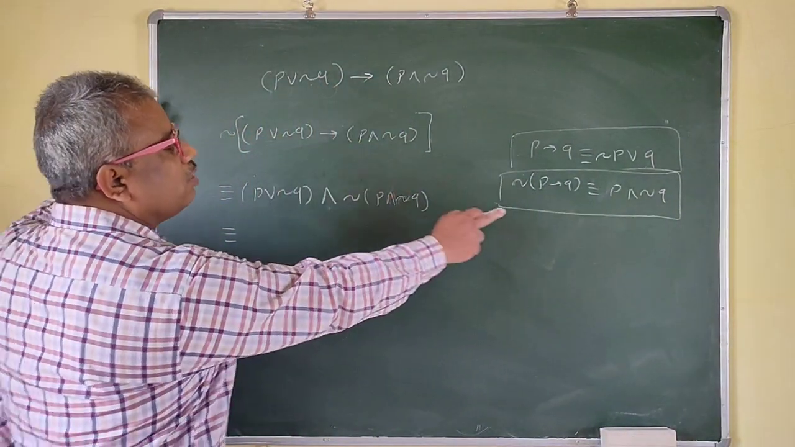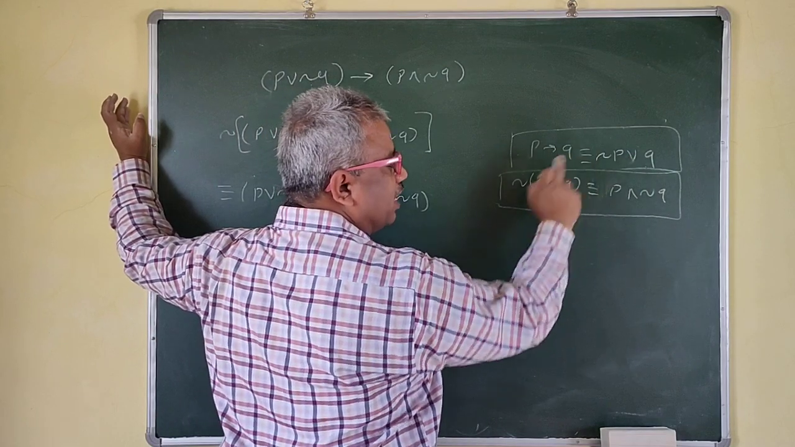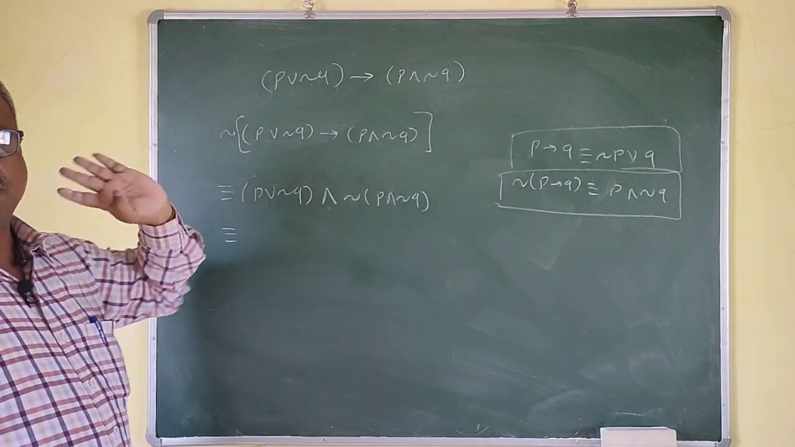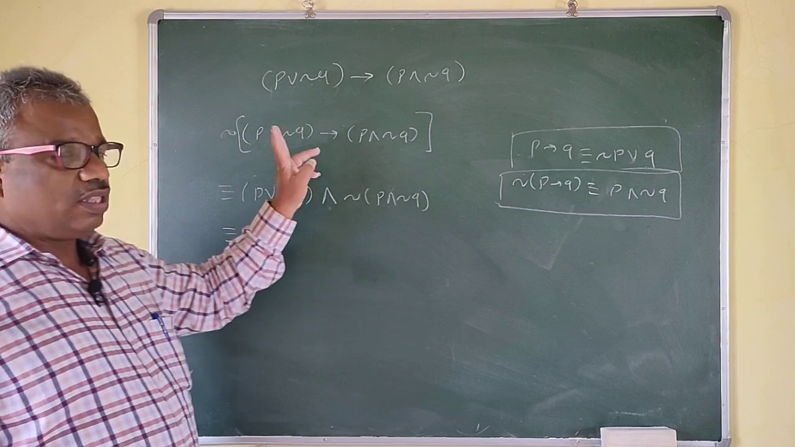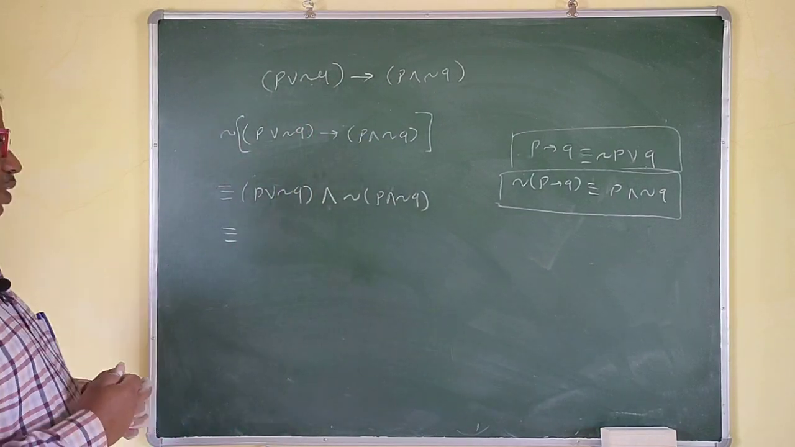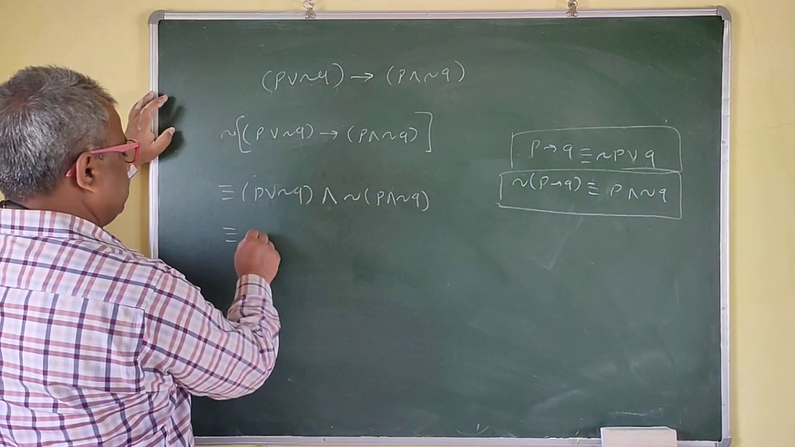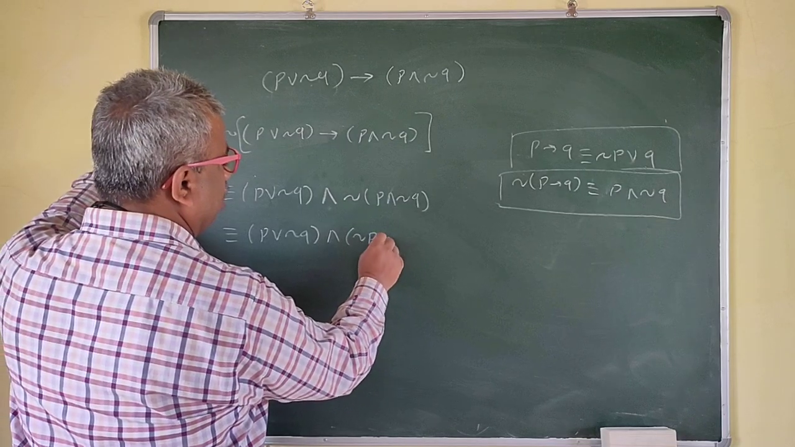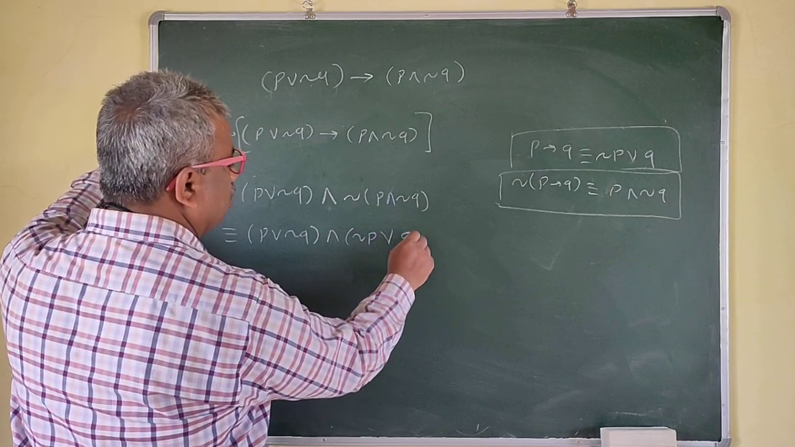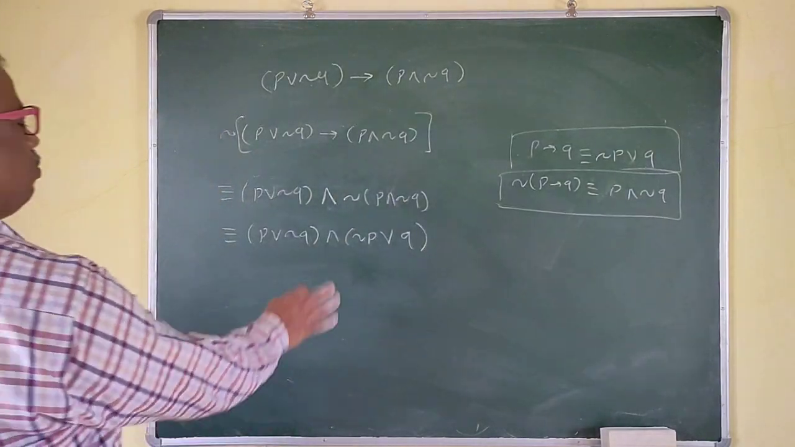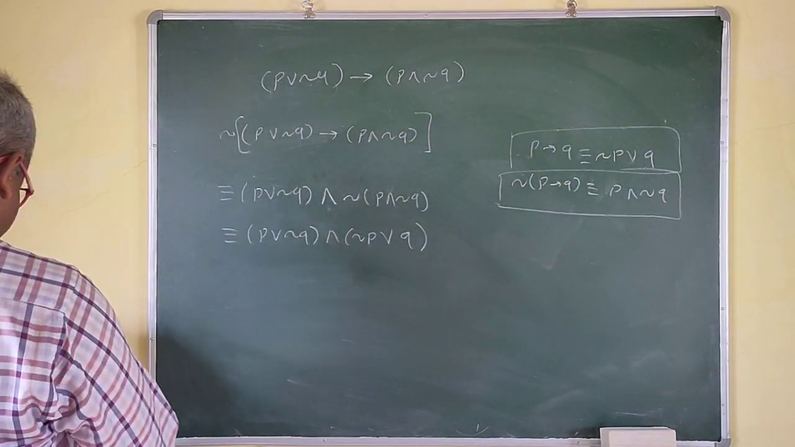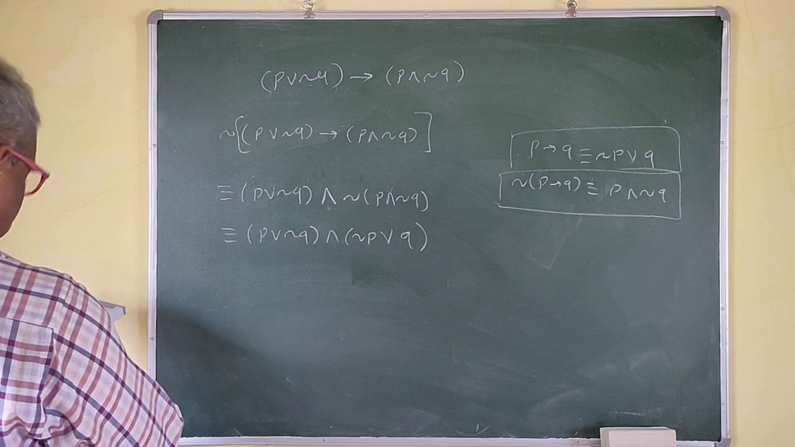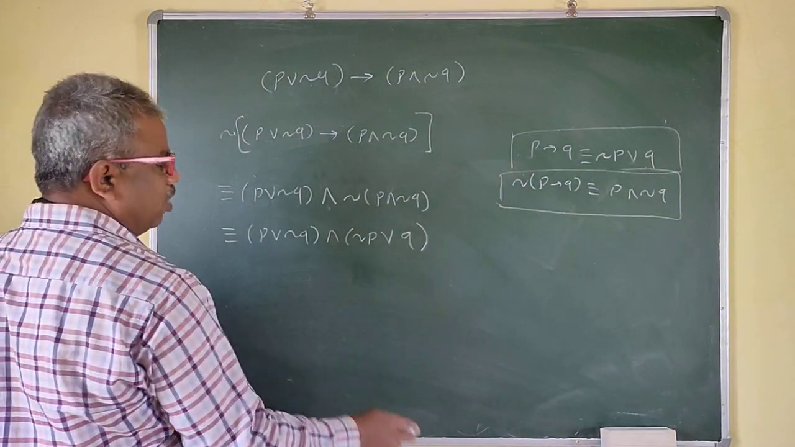Here, if there is no negation, join by or. If there is the negation of the implication, join this by and and take the negation of the second one. If there is no negation, then join it by or and take the negation of the first one. Now do this negation: P or negation Q and negation P or Q. Now keep as it is because nothing is the same. So here we have applied De Morgan's law.